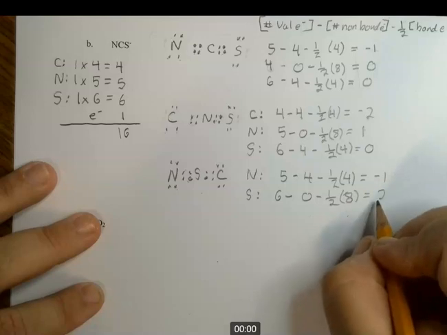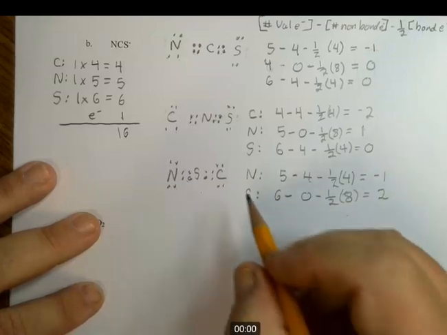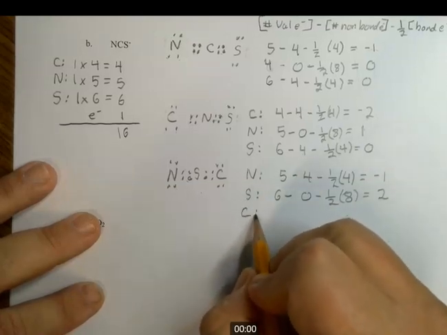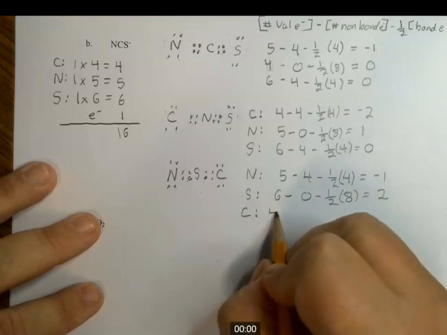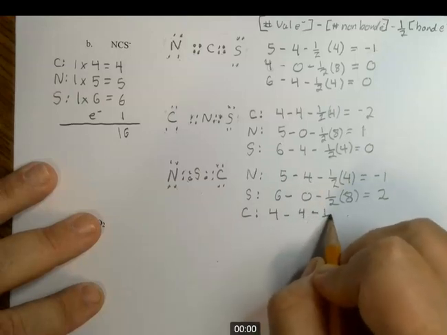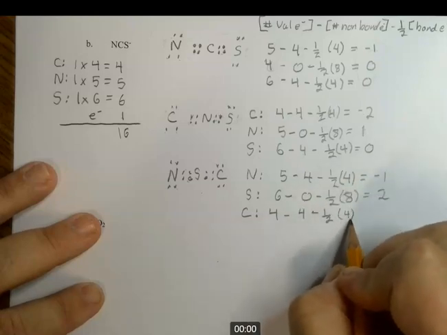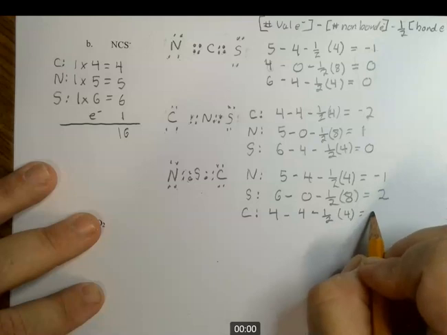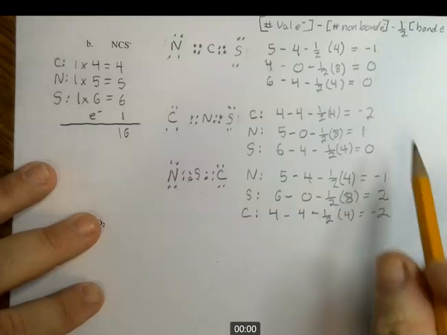Rather a +2. Okay. And carbon. Carbon has 4 non-bonding, and it has 4 bonding. Okay, and there we go. And if we add these up, we get -1.